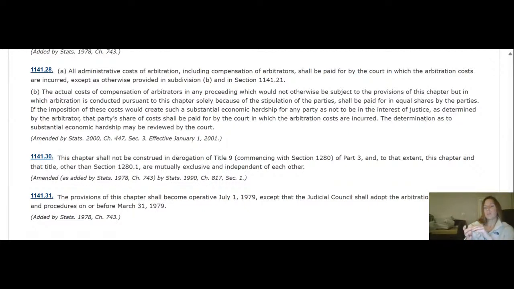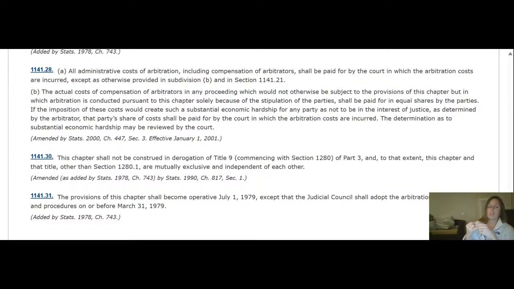shall be paid for in equal shares by the parties if the imposition of the cost would create such a substantial economic hardship for any party as not to be in the interest of justice as determined by the arbitrator. That party's share of costs shall be paid for by the court in which the arbitration costs are incurred. The determination as to substantial economic hardship may be reviewed by the court.